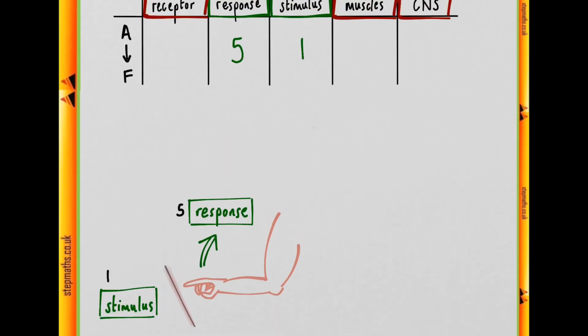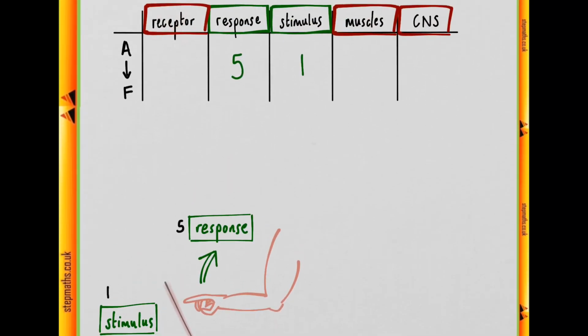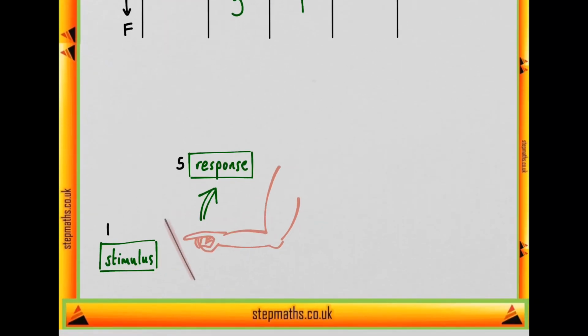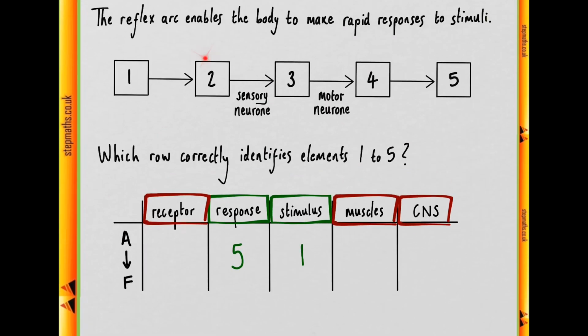Now we need to work out in which order our structures are involved, receptor, muscles and CNS. Well, we'll have a receptor on the tip of our finger which will enable the stimulus to be detected and for an effect to be generated. So we can mark this out as 2, so when we fill in our table we can bear that in mind as the second element, the element which then leads to 3 via a sensory neuron.